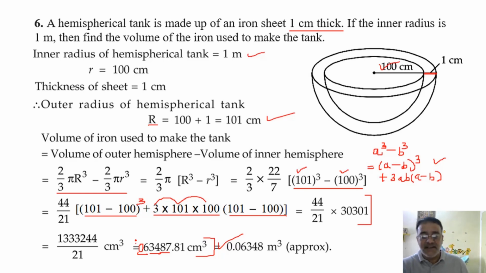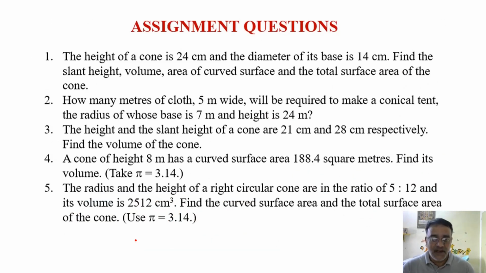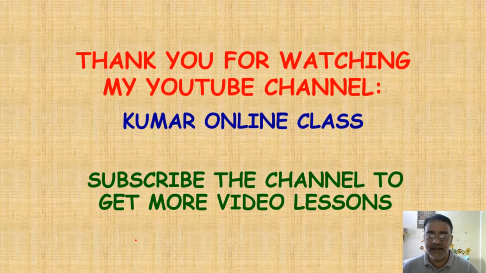So final answer is 0.6348 approximately meter cube. Any doubt? No, sir. Okay. So now we are moving toward the last section, assignment questions. This question is based on cone. In the next session, that will be the last session of this chapter, I will give assignment questions based on sphere and hemisphere. Okay, please take the screenshot. Have you taken? Yes, sir. Okay, so that's all for today's session. Thank you very much.